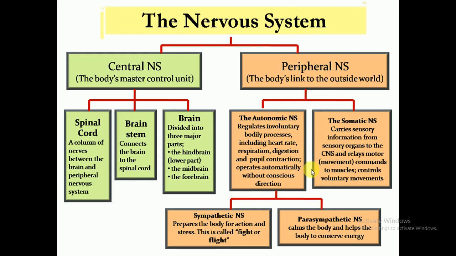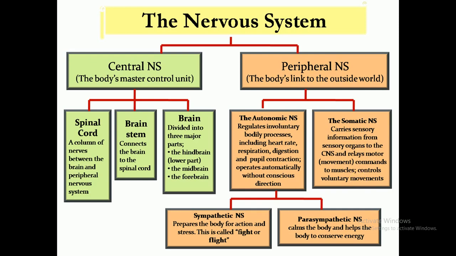So they are under the control of the autonomic nervous system, which means they are not under our control. For example, heartbeat is not in our control, respiration is not in your control, digestion is not in our control, pupil contraction is not in our control. They operate automatically without conscious direction. The second one is the somatic nervous system. The somatic nervous system is related to your body system. It carries sensory information from sensory organs to the central nervous system, and then relays motor commands to muscles and controls the voluntary movements.